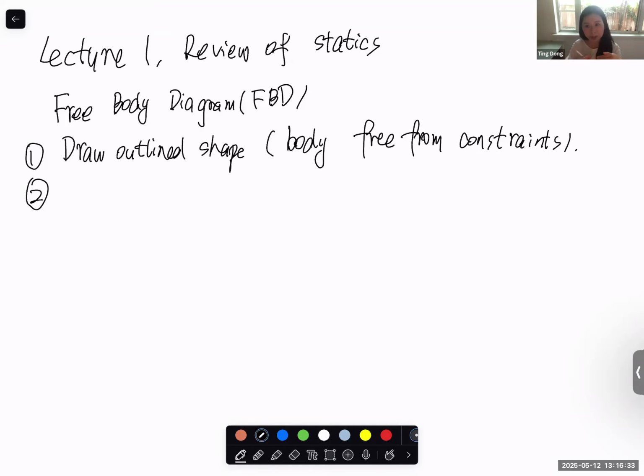The final answer will be the same. Whether the structure will fail or not does not depend on the coordinate system. The coordinate system is just for your calculation. And of course, we normally want to choose the coordinate system that is most convenient for our calculation. We can talk about this part in detail using our example problem later. So, a convenient coordinate system.